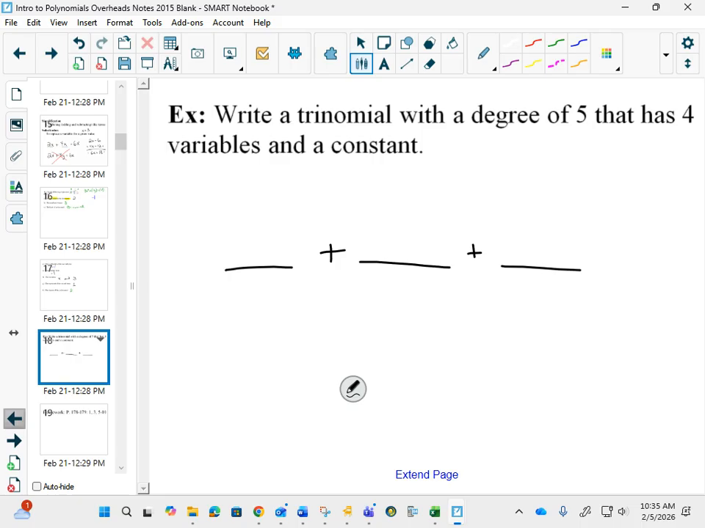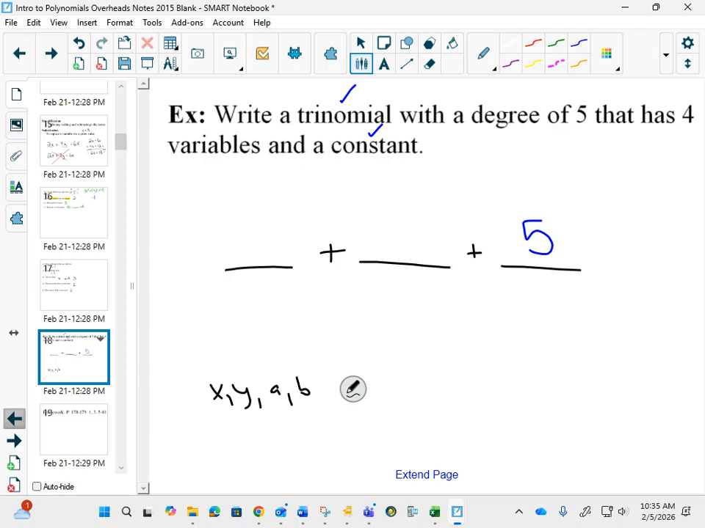5. So we could put a 5 in here, and I can put a check mark above trinomial. So far I've got 2 things done. What do I need for variables? 4 variables. What letters do you want to use? X, Y, A, and B.